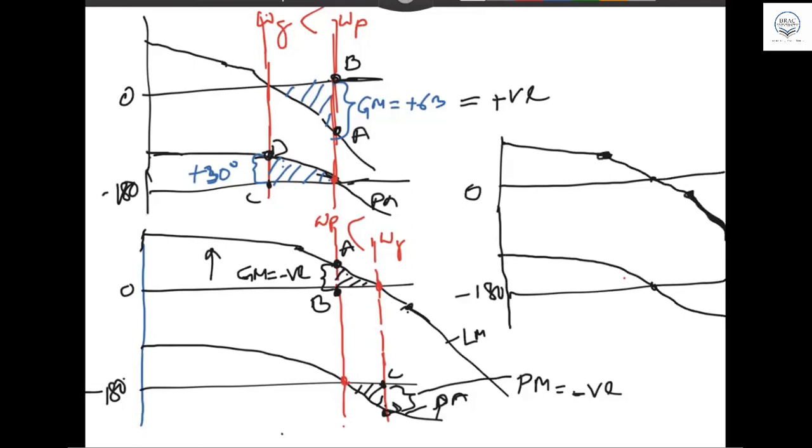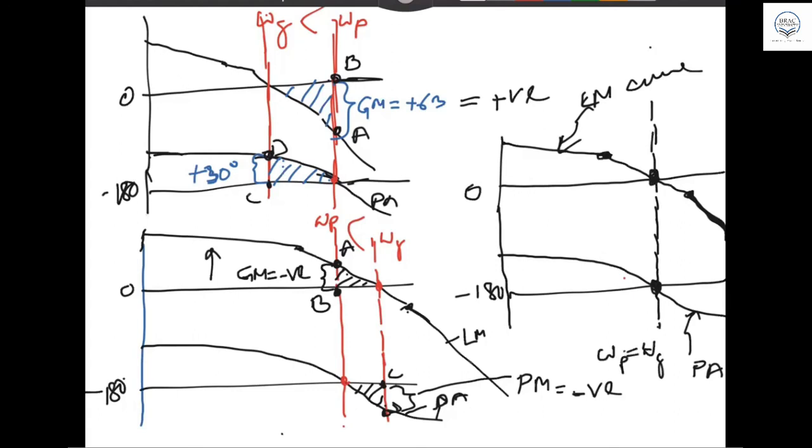So this is your log magnitude curve, LM curve, and this is your phase angle curve. The phase angle curve is same. Then this is a special case where the gain crossover point and phase crossover point are giving the same frequency, the same point, so omega g is nothing but omega p, same.